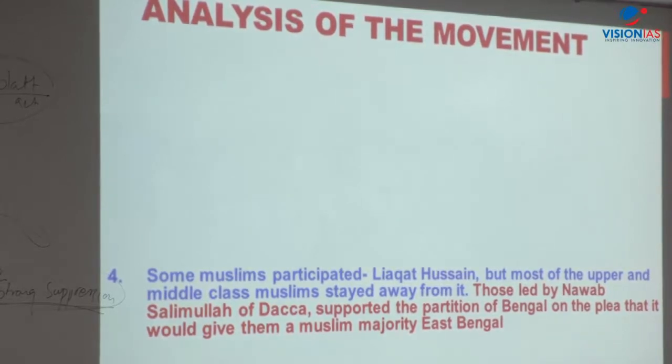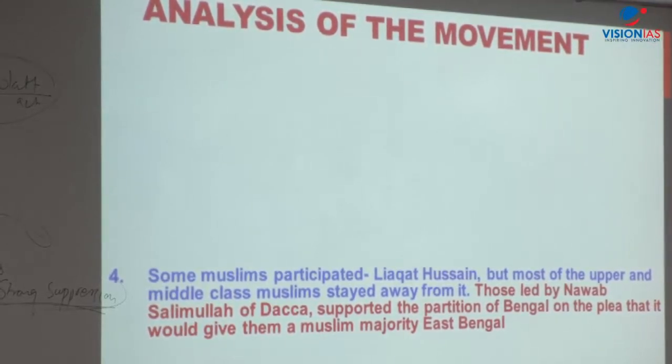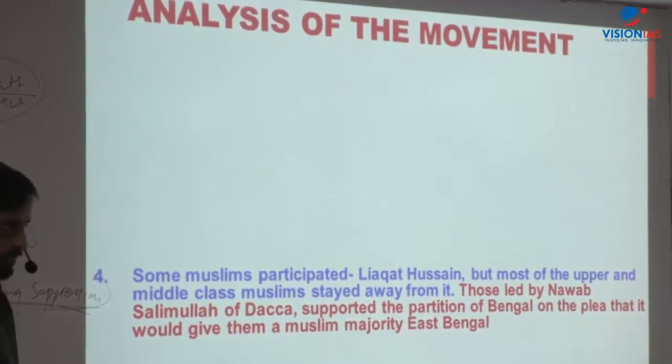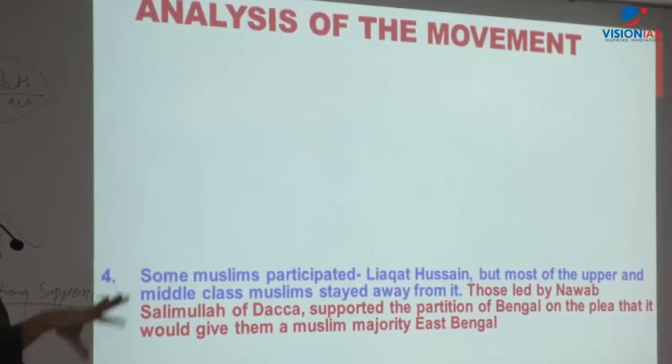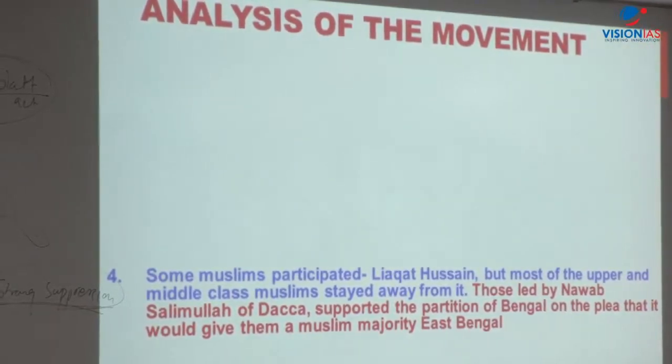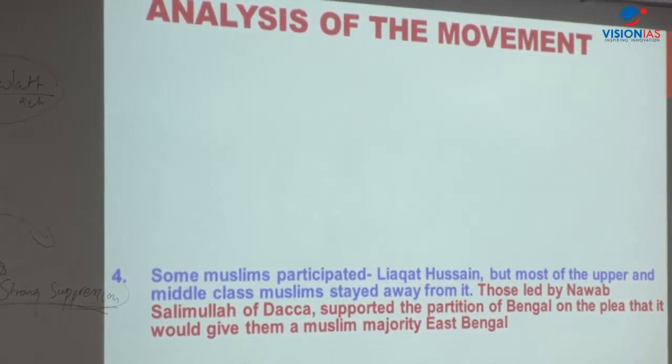So Nawab Salimullah was the erstwhile Nawab of Dhaka. Also, there were people like Aga Khan who were important Nawabs in this region. So these were the people who actually supported the partition, and that is why they went to Shimla to express their support to Lord Curzon, where they gave it in writing.